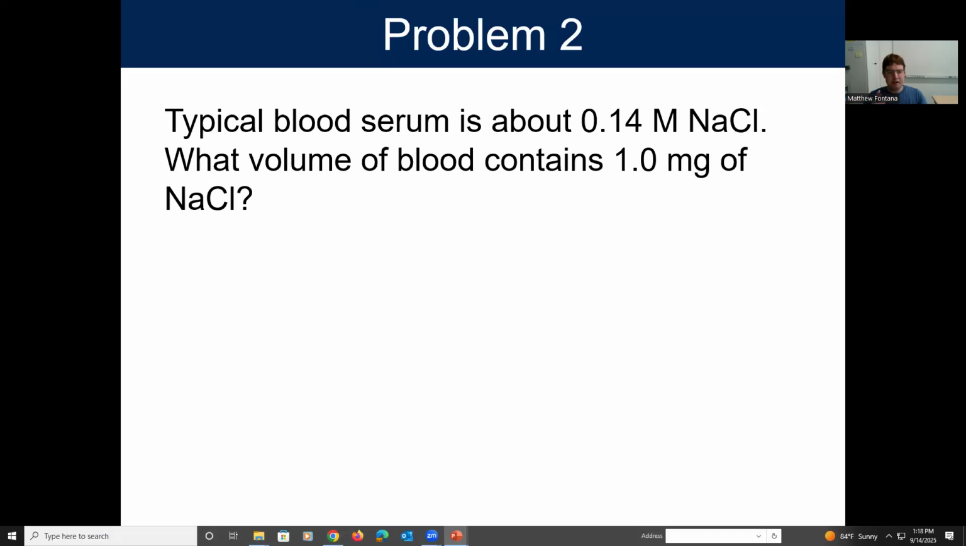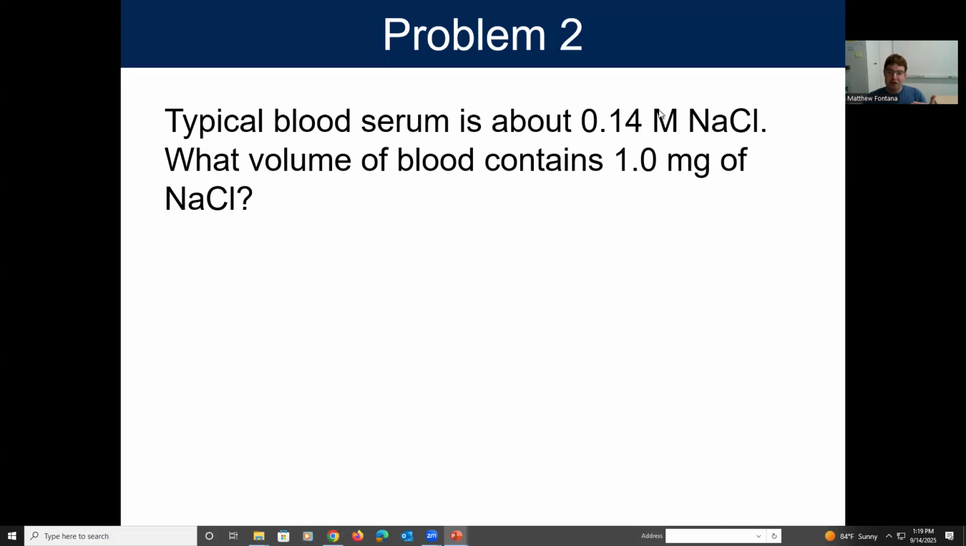So we're being asked to solve for a volume here, which means volume is just 1 unit. So that means I need to start with 1 unit to end with 1 unit. So what that tells me is I'm going to start with the 1 milligram of sodium chloride because that is 1 unit. The 0.14 molar sodium chloride is actually, remember, a ratio of units, because molar sodium chloride means I have 0.14 mole of sodium chloride per 1 liter of solution.